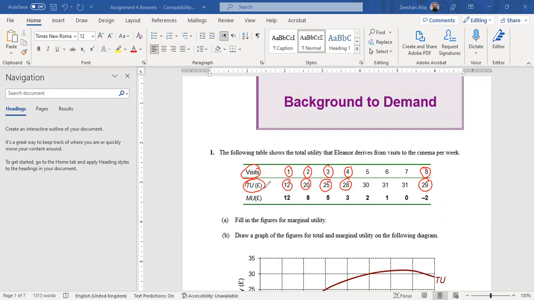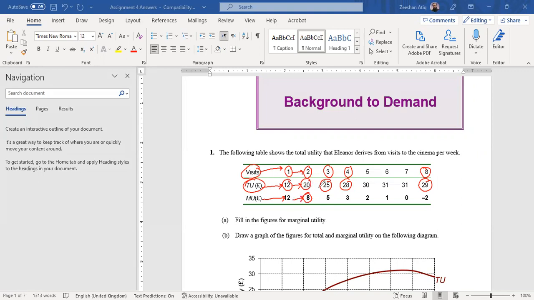If you look from 0 to 1 visits, the total utility increases from 0 to 12. So it means that the marginal utility is 12. From the first unit to the second unit, the total utility increases from 12 to 20. So if you subtract 12 from 20, you get 8. So the marginal utility has fallen to 8.